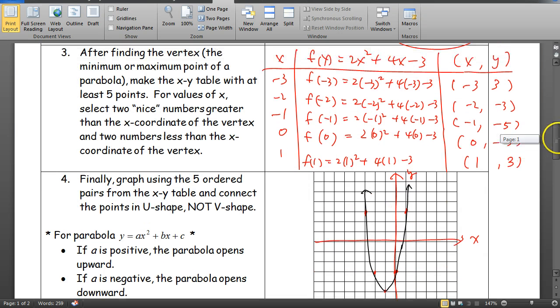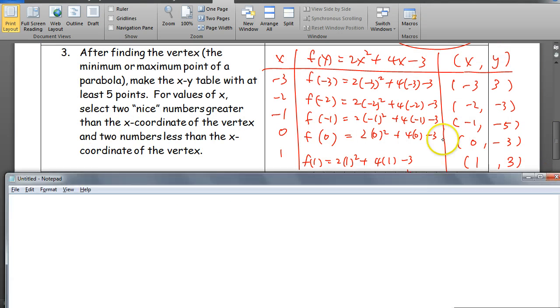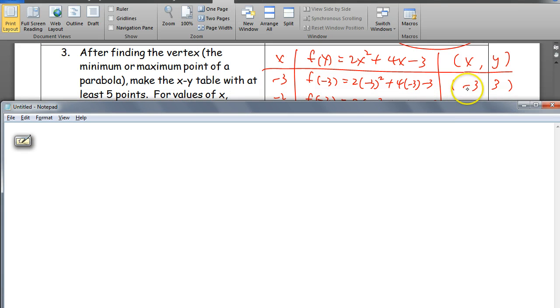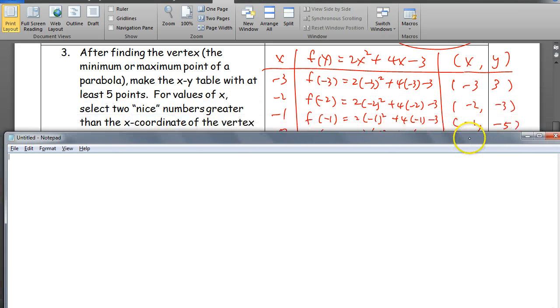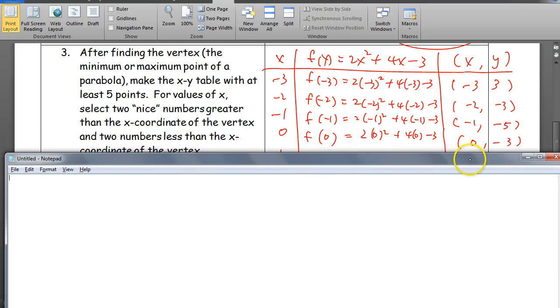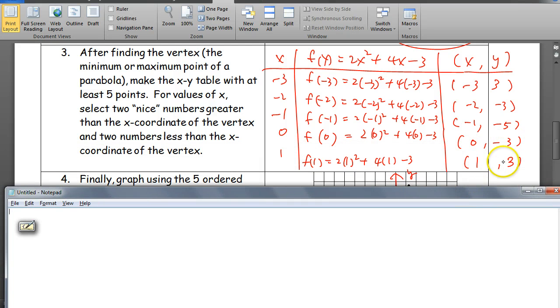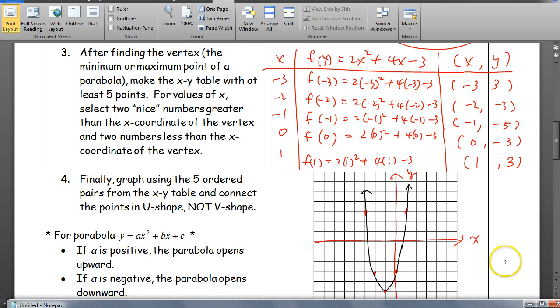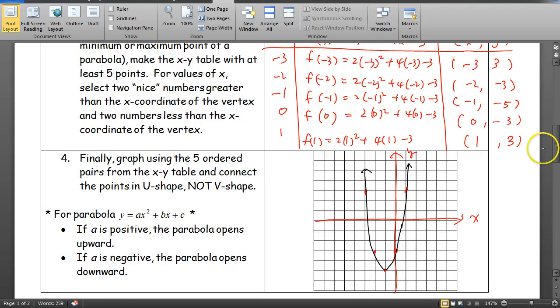So you should have gotten for -3, 3. Have you noticed something interesting? Like -3, 3, -2, -3, -1, -5, 0, -3, and 1, 3. You see how they kind of match? The points right next to the vertex are -3 and -3, and then -3 goes with 3, 1 goes with 3. So here, when you graph, this is what you get. Any question? Okay.